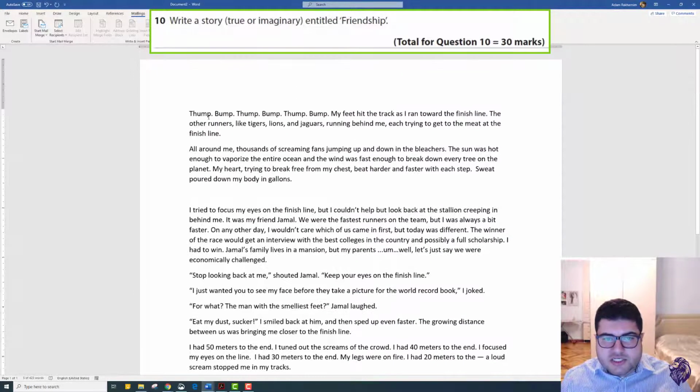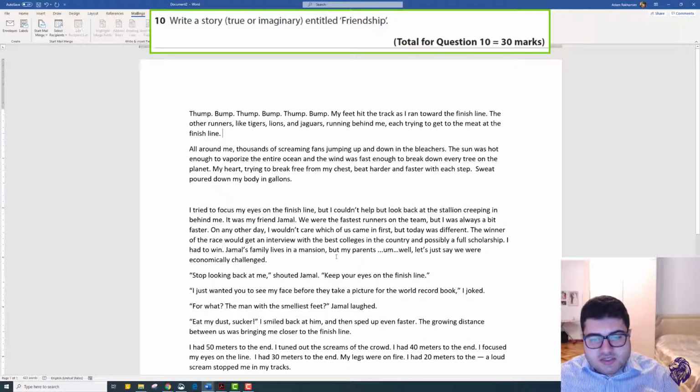Repetition. There was repetition with onomatopoeia, the thump bump, thump bump, thump bump. That's also rhythm. Then rule of three, I definitely try to use that one, like tigers, lions, and jaguars. So those three.